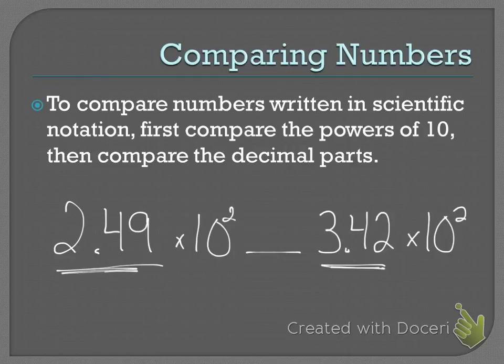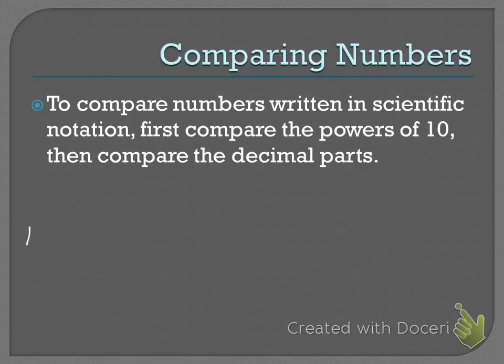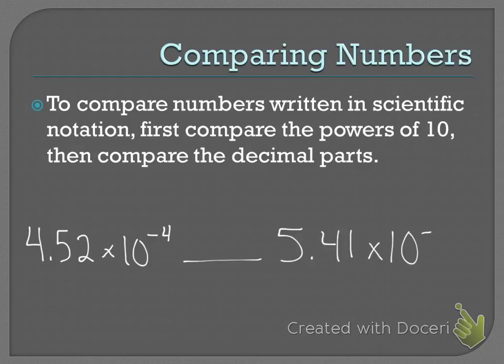Now, what if I had negatives? What if I had, let's say, 4.52 times 10 to the negative fourth compared to 5.41 times 10 to the negative sixth? Okay? Wait. What sign belongs in the blank, though? Is negative 4 greater than or less than negative 6? Greater. It is greater than, because remember, with negative numbers, the farther I get from 0, the lesser the value. So this one is greater than. And then the same rule applies if my exponents are the same, then I look at my decimal value. And so let's say this one is negative 6, 2.